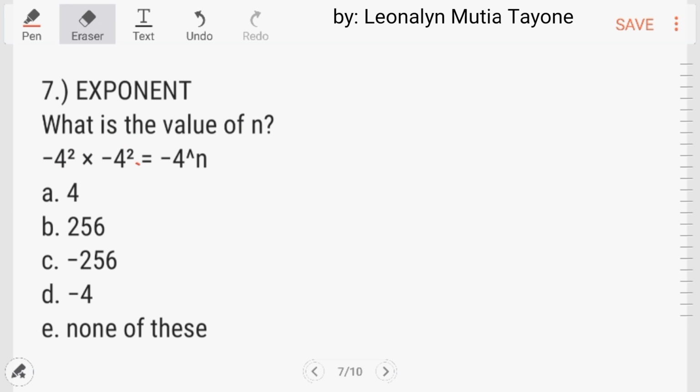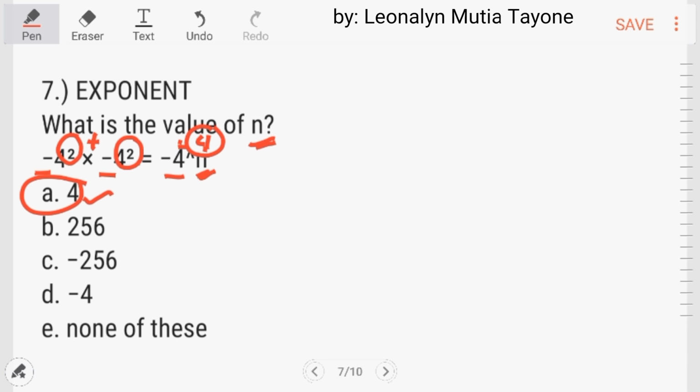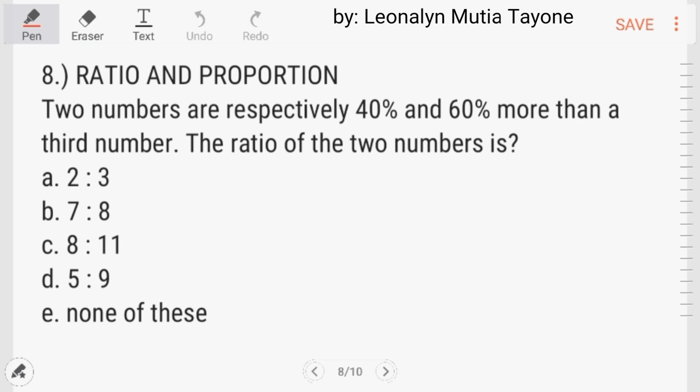Again, para mas lalong maintindihan. What is the value of n? Yung n lang ang hinahanap, exponent lang. Kapag multiplication, pareho ang base, yung mga exponent niya, yun ang i-add natin. 2 plus 2 equals 4. Exponent lang tayo. That's why ang answer dito ay letter A, 4.